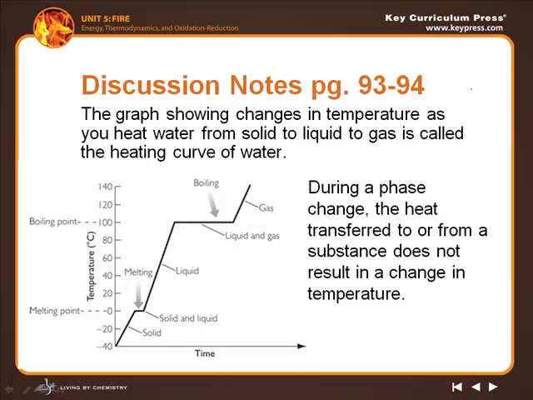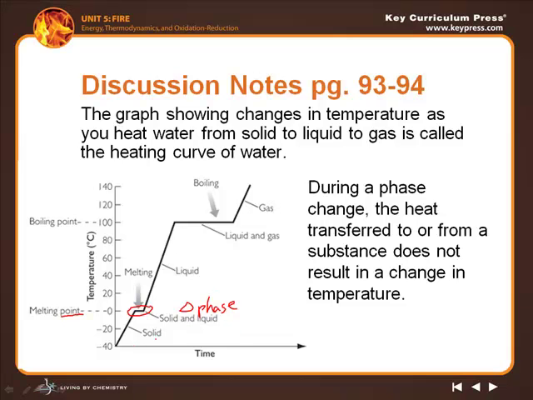The reason for this is you had ice at its melting point. If you look at this graph, what is not changing right here at the melting point? Temperature is not changing. There is no change in temperature. This is called a change in phase. This is called the melting point. This is where you have solid and liquid. In this case, for water, it's 0 degrees Celsius approximately.